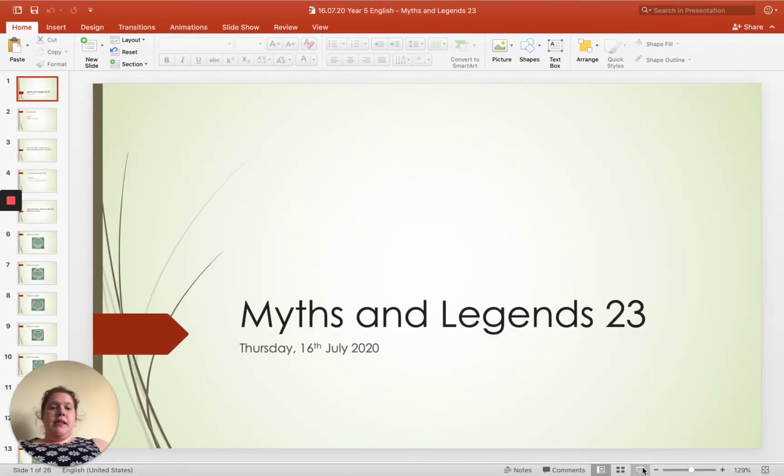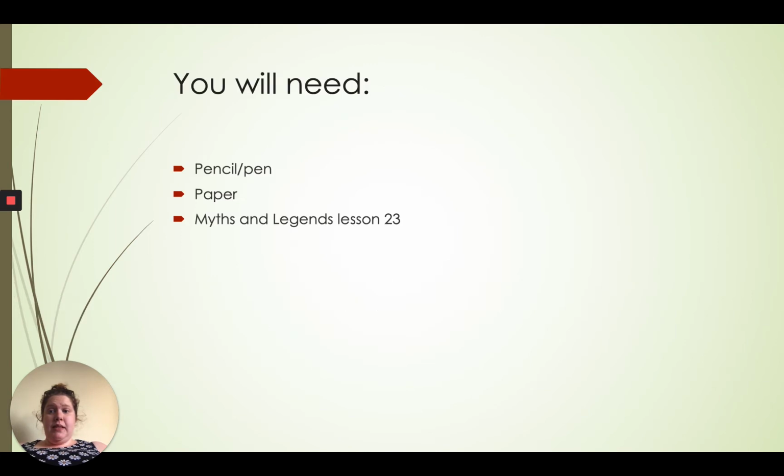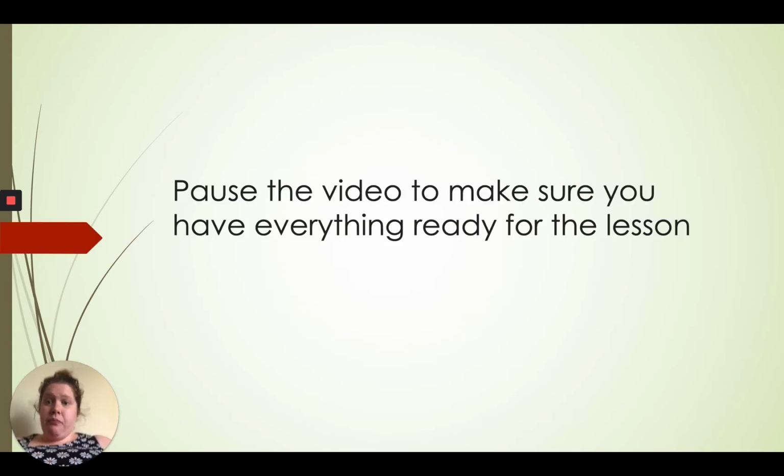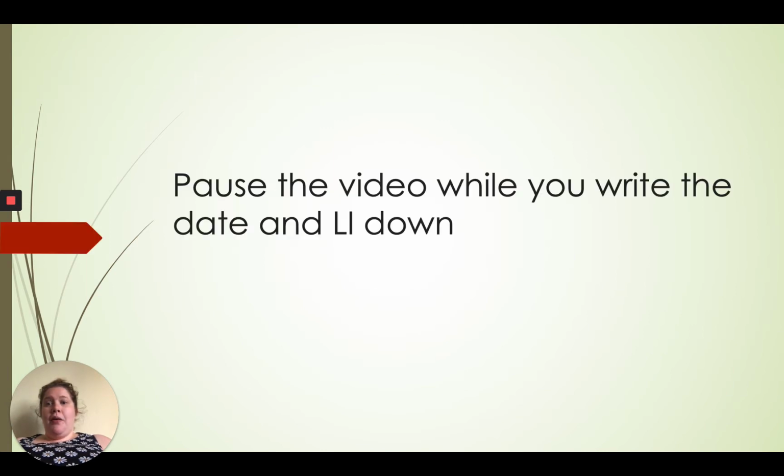So today's Myths and Legends lesson 23 and it's Thursday the 16th of July 2020. You're going to need pencil and pen, paper and your Myths and Legends lesson 23 booklet to help you. Make sure you get everything ready. You're going to be able to plan your own myth, understand the features of myth, use your knowledge from myths that you've learnt about, and use your own imagination to plan your own myth. Make sure you have the LI and date written down.